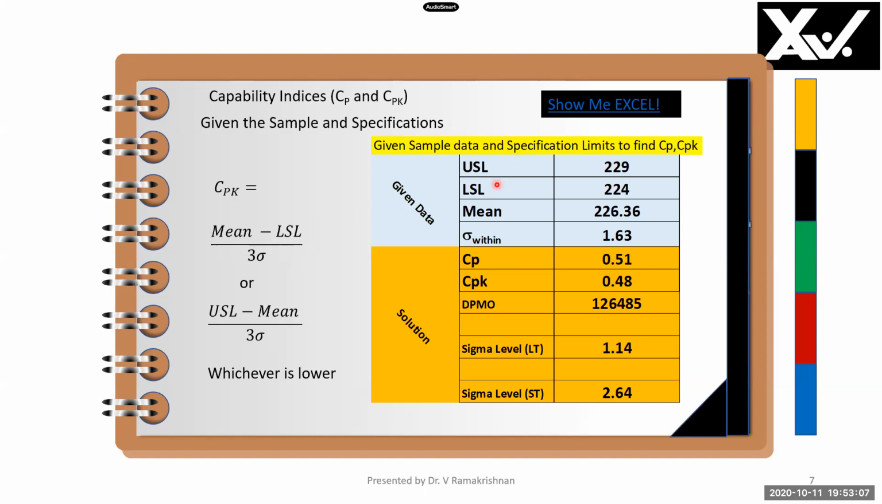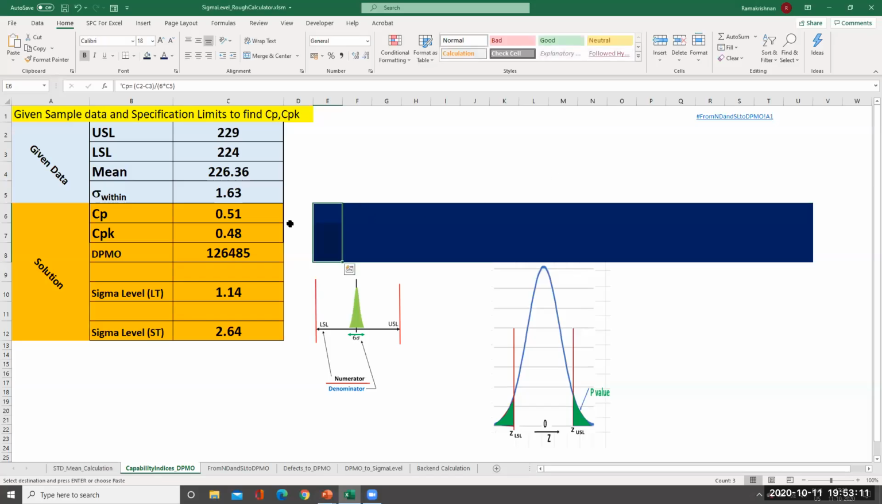Now I will go to this Excel and then see how we can do it. Here it is. See the formula here. CP is equal to C2 minus C3 divided by 6 times C5. C2 is USL, C3 is LSL, C5 is the sigma value.